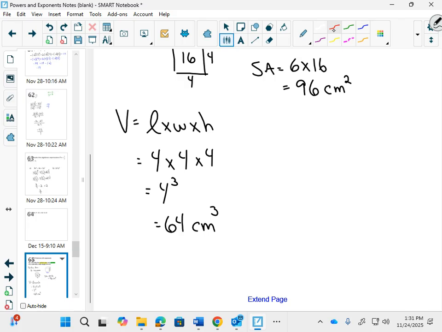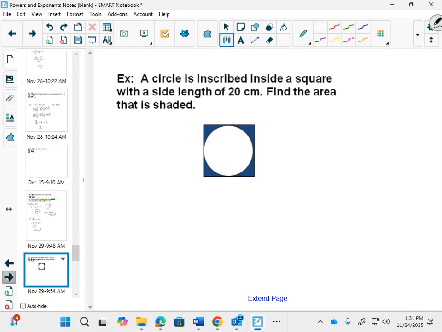Your next question in your notes didn't work out very well. It's supposed to look like this. But what's missing in your notes? The circle. The circle cut out.